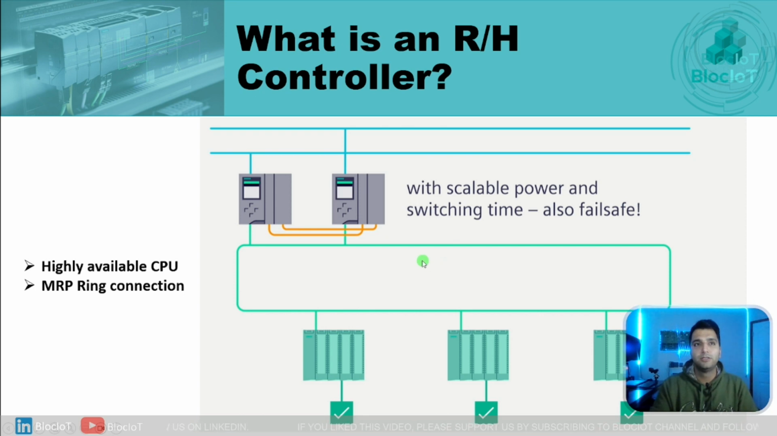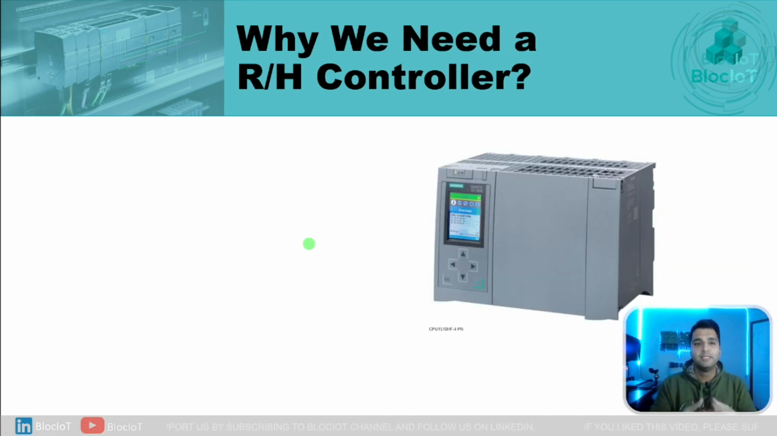So as you can see in this diagram, we have our MRP link. And in addition, we also have these orange lines which represent the fiber optic connection between these two CPUs for faster interaction. So now that we know what a redundant and high available CPU is, let's see why we need it at all. So what are some real life examples for using your R and H system?